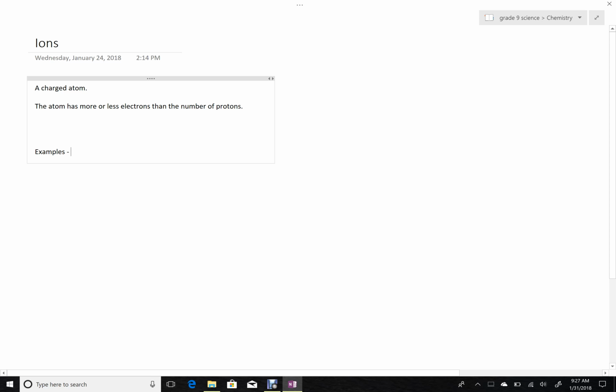Okay, an ion. An ion is a charged atom, an atom that has more or fewer electrons than the number of protons. Since protons are positive and electrons are negative, in most matter we have the same number of protons and electrons. So if we have 10 protons, we have 10 electrons, and the overall charge on that material becomes 0. But sometimes atoms can lose or gain electrons, and when they do that, they become ions.